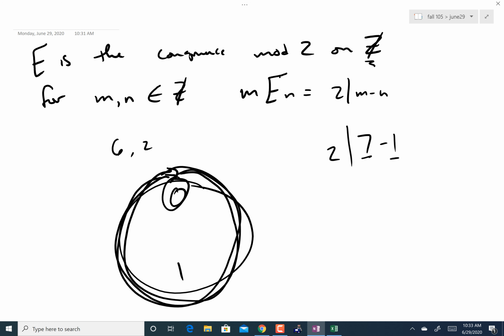So the question is, is it symmetric? That is, if you take 2 minus 6, the question is, is that congruent to 6 minus 2 in mod 2?